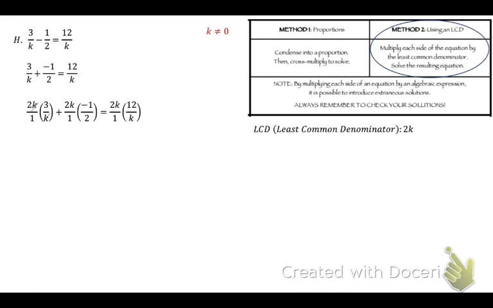So those k's right there cancel, those 2's cancel, and those k's cancel. So I'm left with 2 times 3 plus k times negative 1 equals 2 times 12. So that's 6 minus k equals 24. Subtract that 6 over, and you get negative k equals 18. So k equals negative 18, which is not a restriction, so we're good.